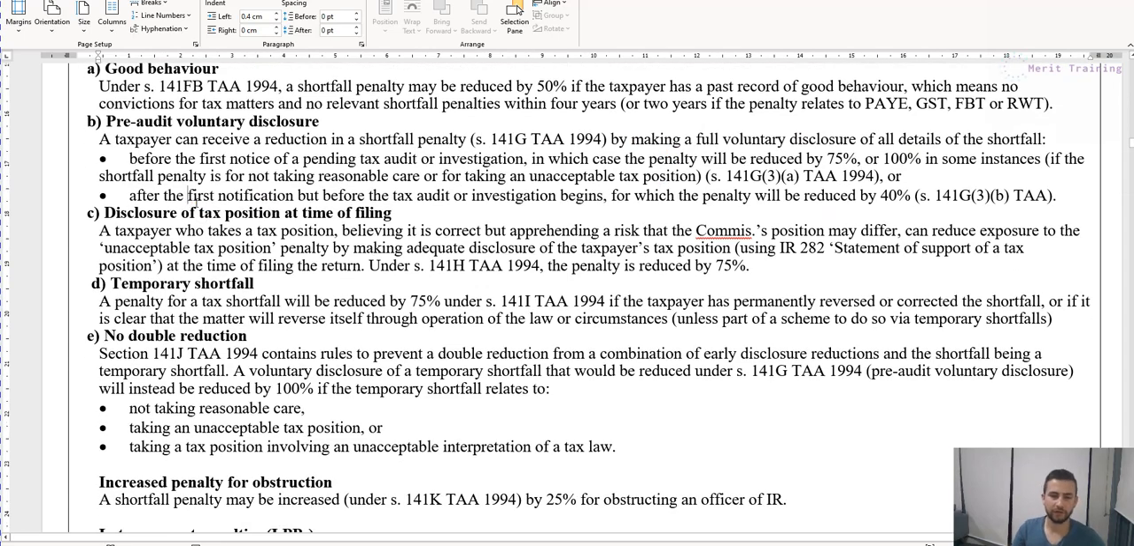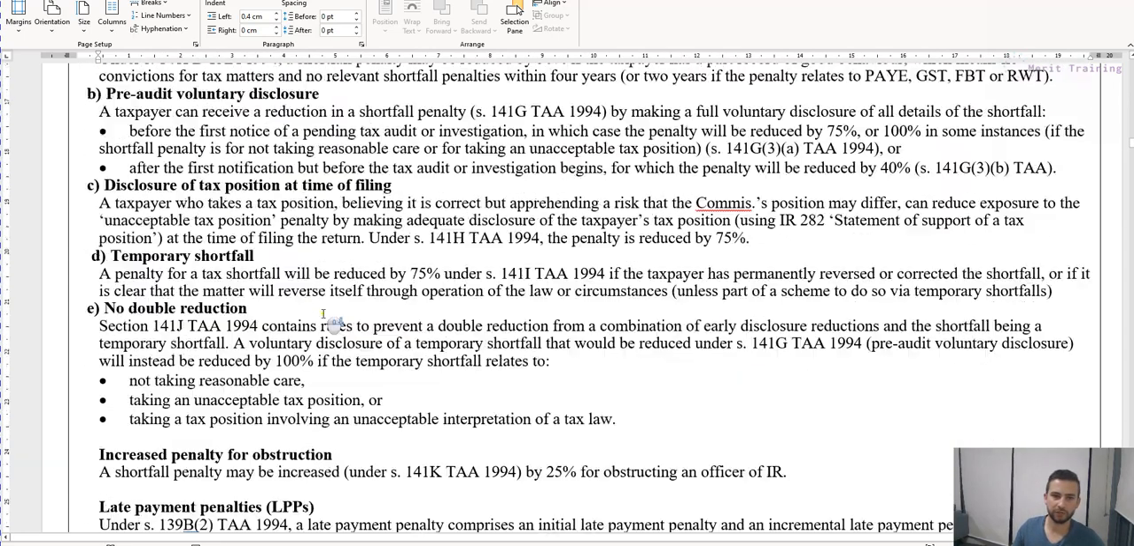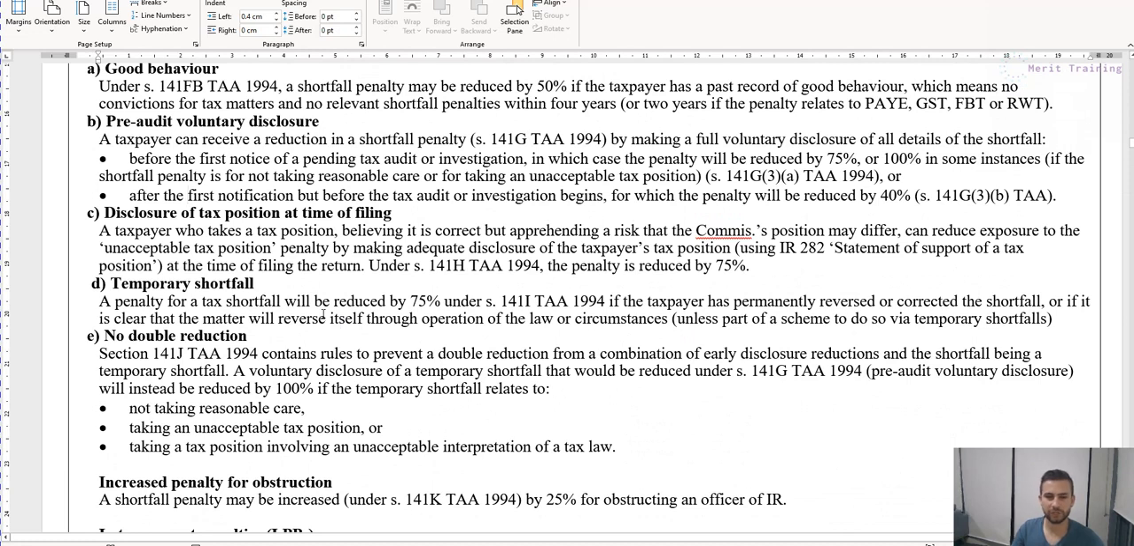The third potential reduction in penalties is disclosure of tax position at time of filing. This is basically where you take a tax position, maybe it's interpreting a particular law or provision, and believing it's correct, but there is a risk that the commissioner may interpret it differently. So what they do is they make disclosure of that at the time of filing the return to the commissioner, and if there is a penalty, it's reduced by 75% under this basis.